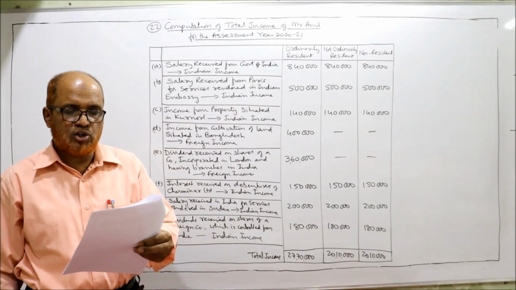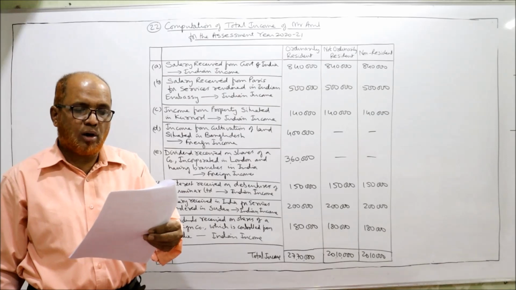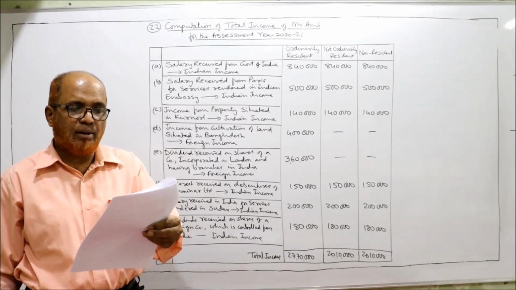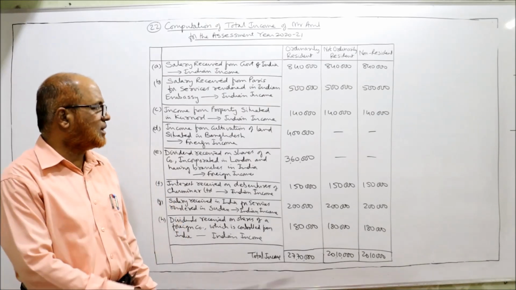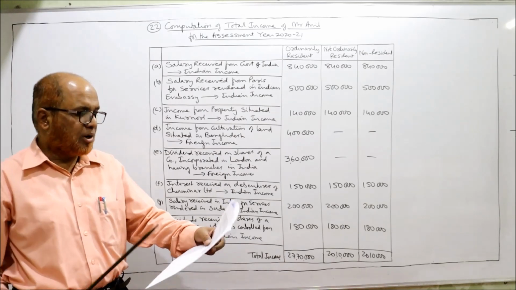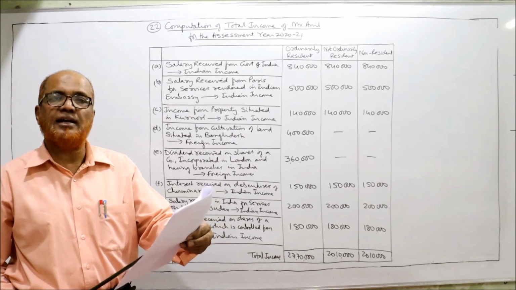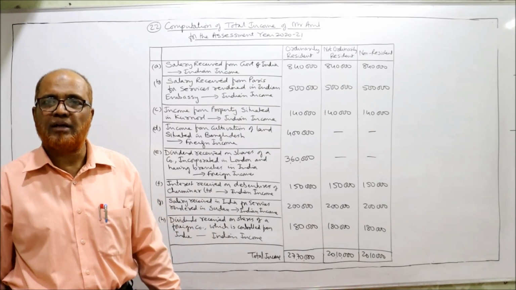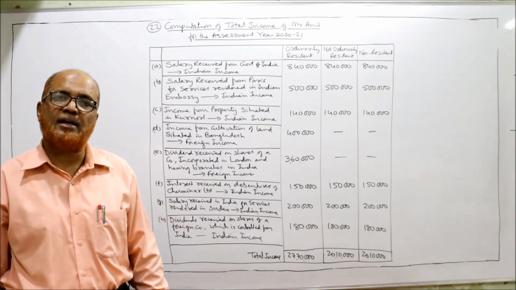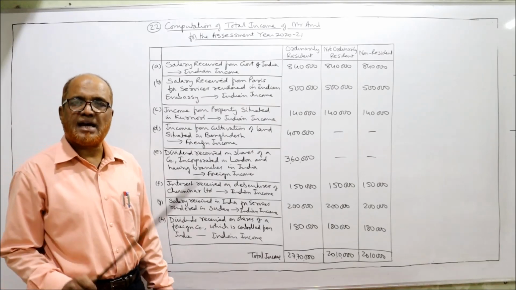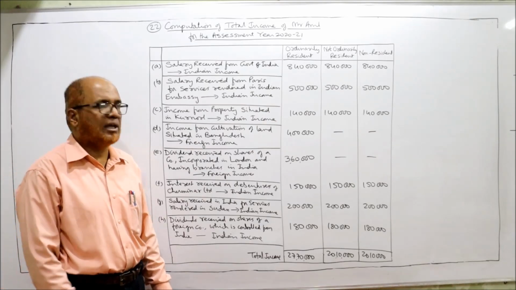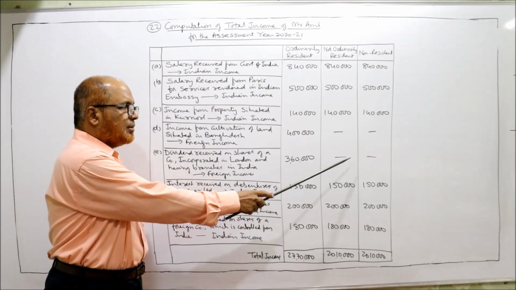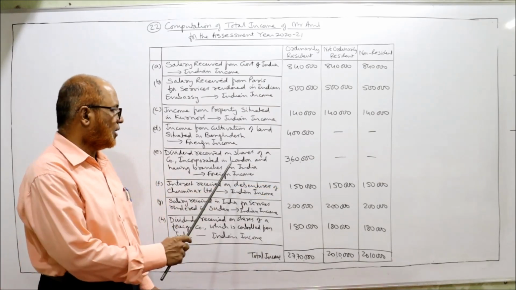Next, dividend received on shares of a limited company incorporated in London and having branches in India, 3,60,000. It's a foreign income because it was incorporated in London. Only branches are there in India. So it's a foreign company. So income earned outside India, that is a foreign income. It is taxable only in the hands of ordinary resident. It is not taxable in the hands of not ordinary and non-resident.